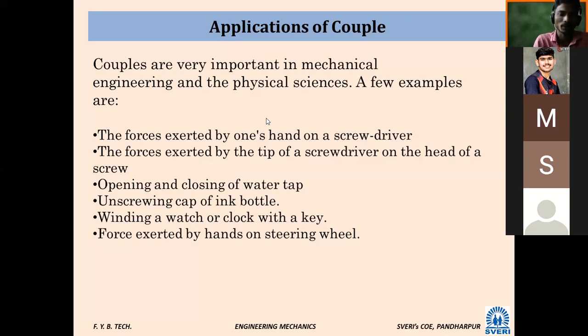आपण steering च्या वेळी फिरवतो automobile ची, means if we want to take a turn for our automobile, car, tractor, whatever. Automobile I will say in general. So how we are making the turn? By applying two forces. Okay. So here different example we can see. Couples are very important in mechanical engineering, or in general we can say in physical science.